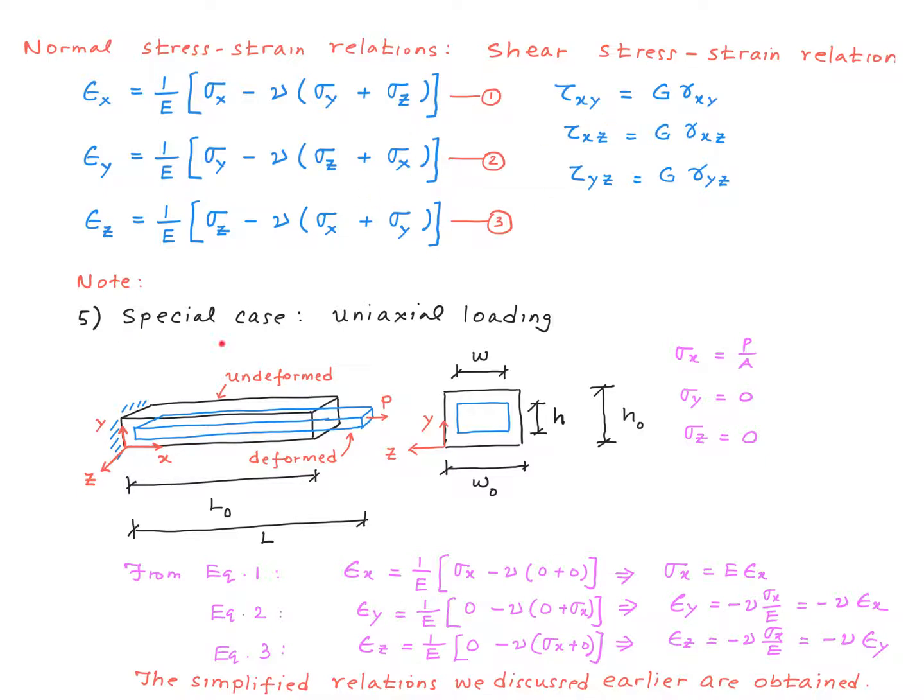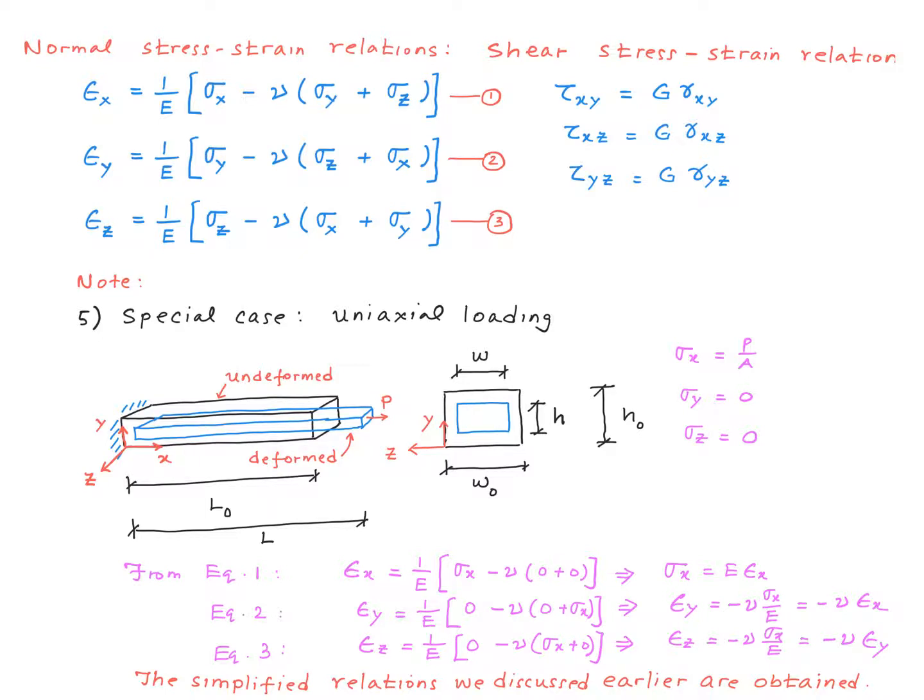Let's consider the special case of a uniaxial loading where a one-dimensional rod is subjected to a load P only in the x direction. Sigma x is then given by the load divided by the cross-sectional area of the rod, P over A. Sigma y is 0, sigma z is 0. From equation number 1, epsilon x is 1 over E times sigma x minus nu times sigma y plus sigma z, but sigma y is 0, sigma z is 0, right? So we get sigma x equals E times epsilon x.